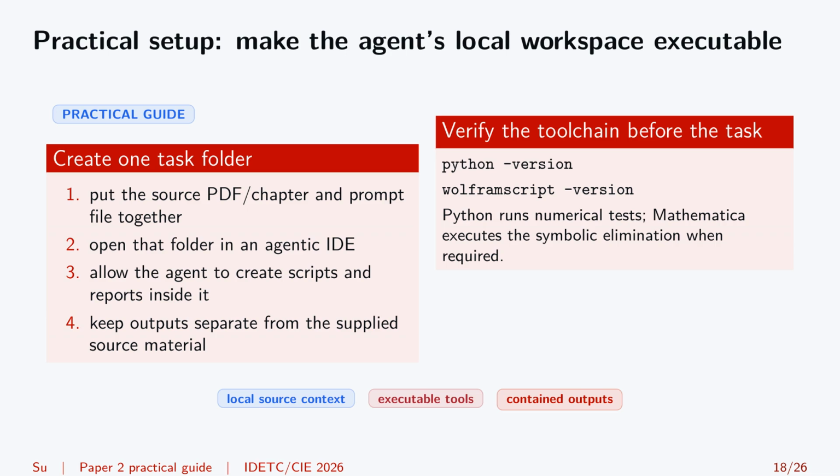Set up a dedicated local task folder before solving. Include the source, refined prompt, code, examples, logs, and reports. Verify that Python and the CAS are callable from the same environment. This turns a conversation into a reproducible computational experiment and makes failures recoverable.